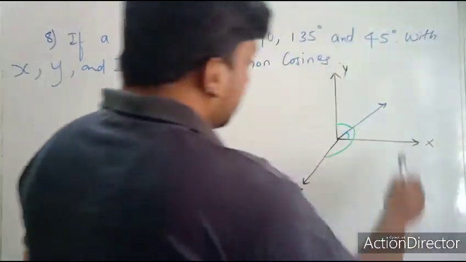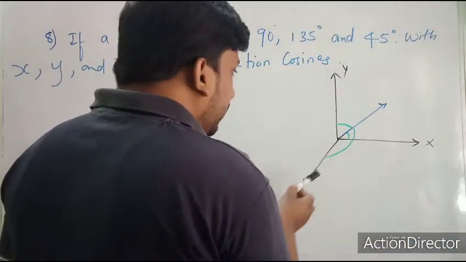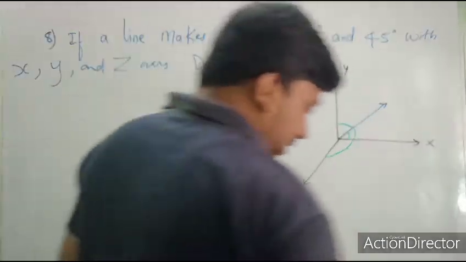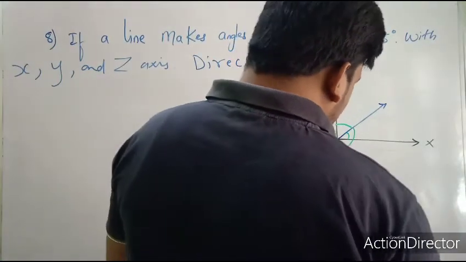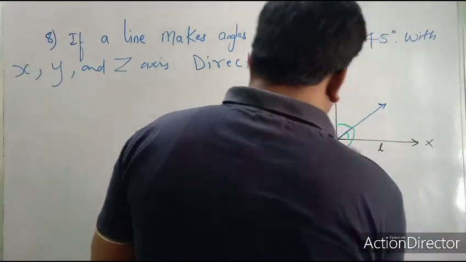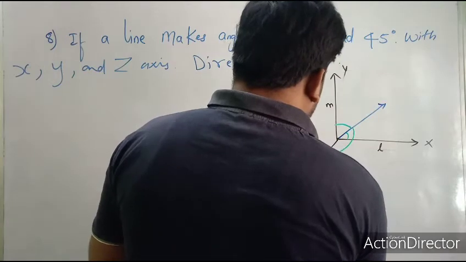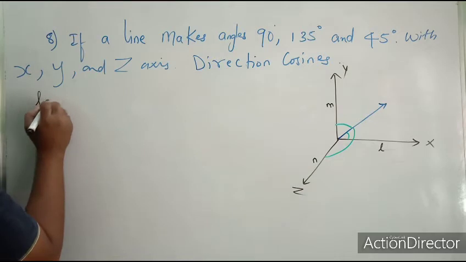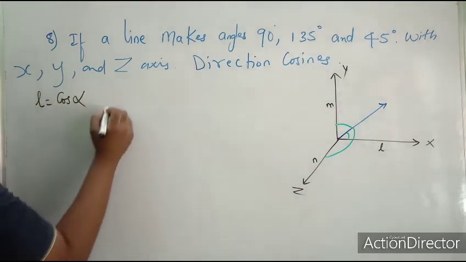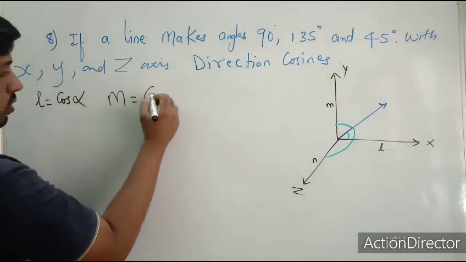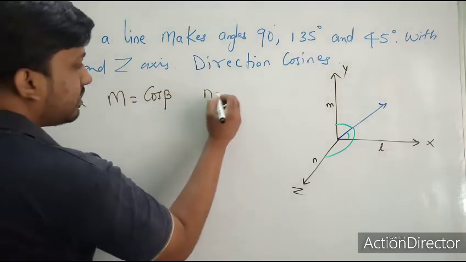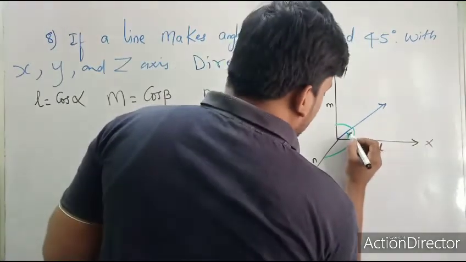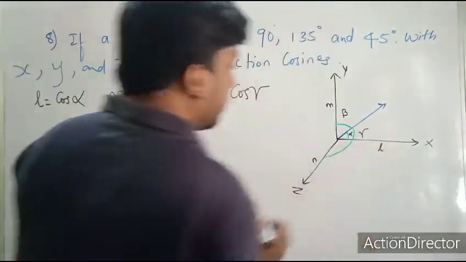So if you take this vector, we are going to find the direction cosines. How to find the direction cosines? We have L along the x-axis, M along the y-axis, and N along the z-axis. So what will we have? L is equal to cos alpha, M is equal to cos beta, N is equal to cos gamma, where the angles are alpha, beta and gamma.